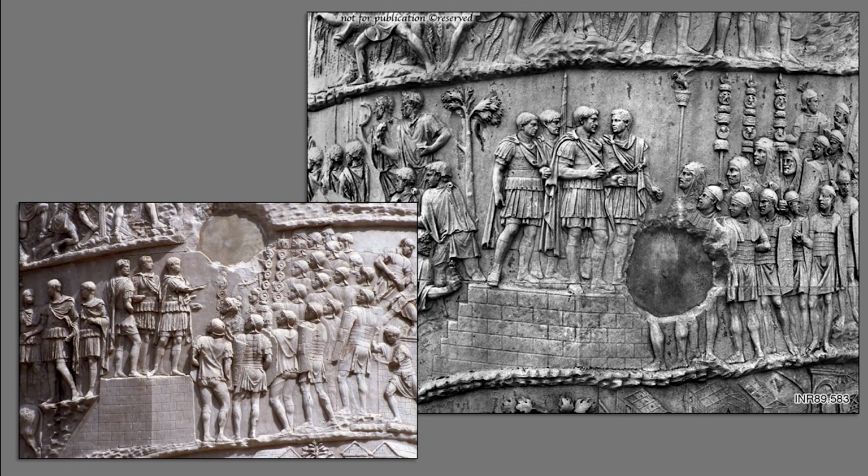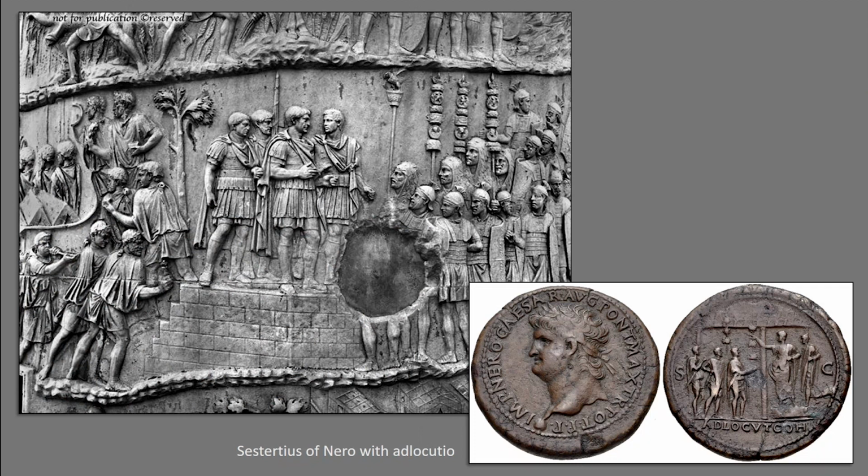So this adlocutio is actually an indication of a certain behavior of the emperor towards his troops that was seen as appropriate of a good emperor. This is what a good emperor does. He speaks to his troops and he surrounds himself with advisors. And this is also why we see this in a very abbreviated form on the coins. I should say this is a coin not of Trajan, but of Nero. That's the one I could find with the label underneath, showing a similar scene in abbreviated format.